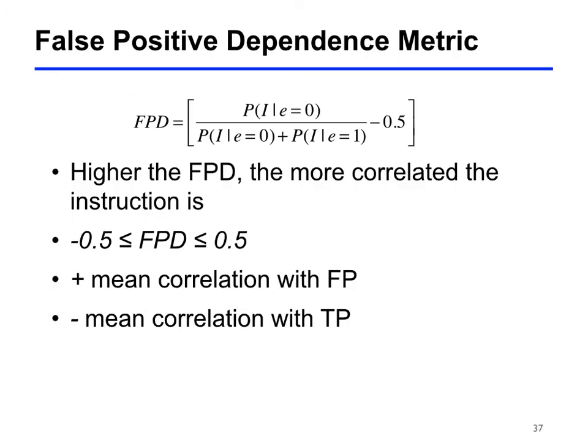Some more details on the findings of the naive Bayes model. We used a metric which we called false positive dependence, shown here. With this metric, we basically find the instructions that mostly appear in the samples of one of two classes. It ranges between -0.5 and 0.5. The higher it is in magnitude, the more correlated the instruction is. Positive and negative values mean correlation with false positive and true positive classes respectively.